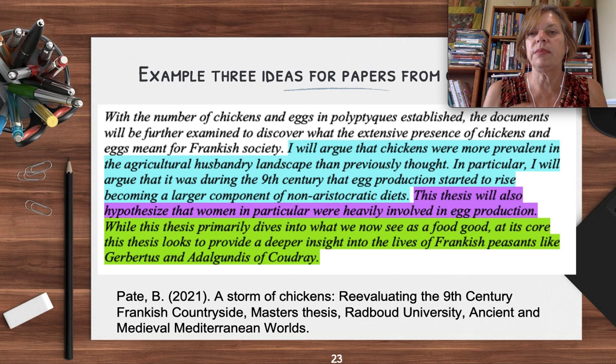And then he can frame it. So, for example, if we look at the women in egg production, he could frame it emphasizing the women, or he could frame it emphasizing the egg production and then bring women into it subsequently. So the framing is what captures the audience's interest. So you need to think about that quite carefully.